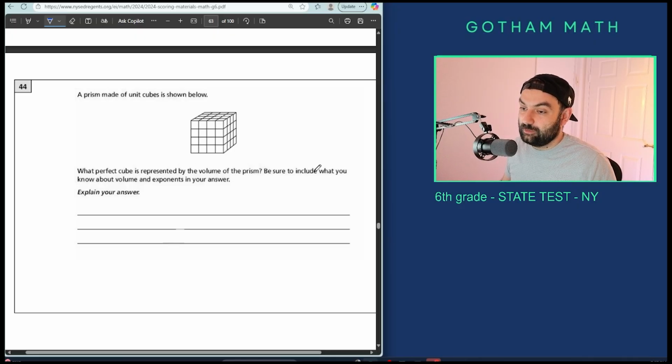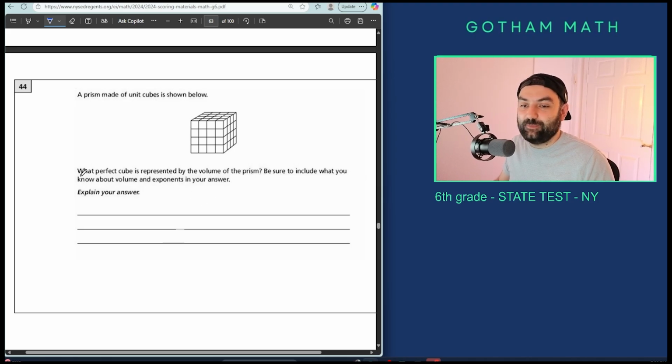Be sure to include what you know about the volume and exponents in your answer. All right, so what would I write without knowing? I would probably not be able to answer. What does that mean, perfect cube? Maybe they thought perfect cube. But we know that all sides of a cube are the same length, so length, width, and height are the same thing. So it's like 4, 4, and 4, right?